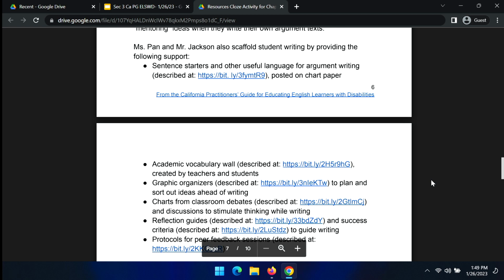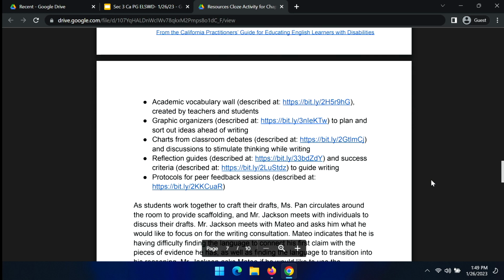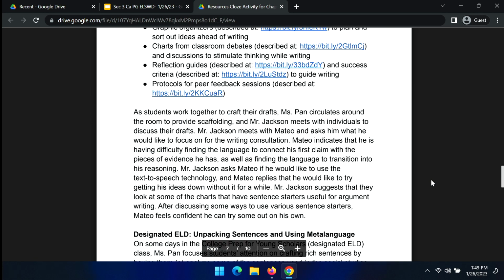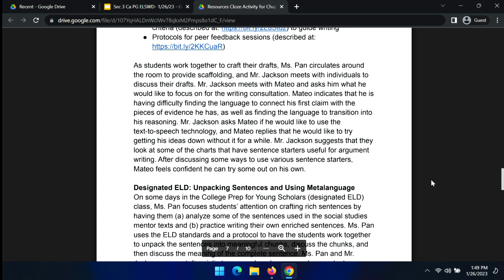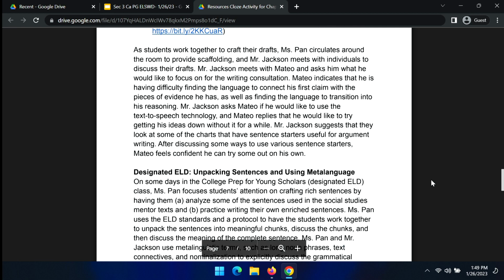Ms. Pan and Mr. Jackson said that sentence starters might be useful language supports. Academic vocabulary will, remember, have primary real estate in our classrooms. How are we using the environment to support our students? Graphic organizers, charts, reflection guides, protocols for peer feedback. Again, all of these ideas are presented here, and these weren't developed by just one person. It was in collaboration. That meshing of superpowers, those connected silos of expertise.